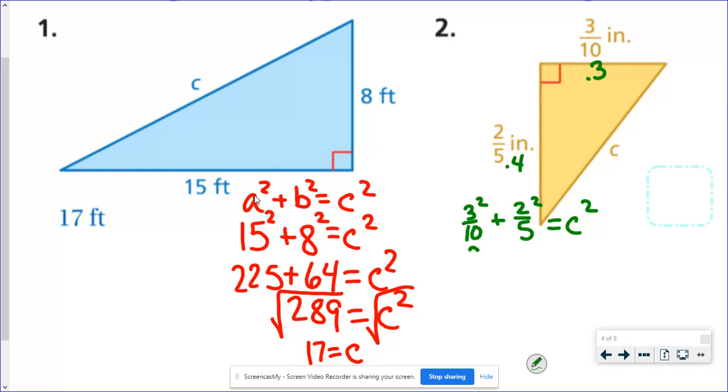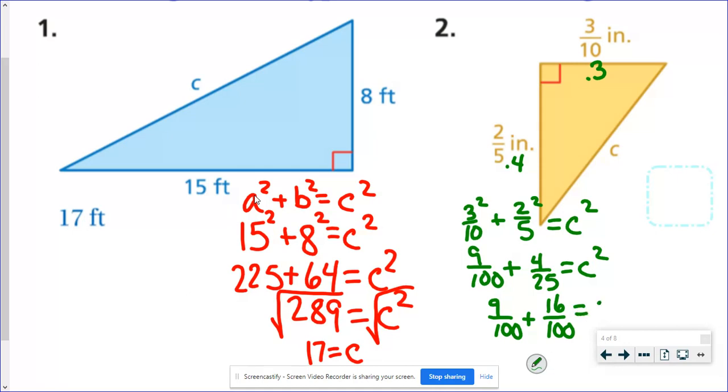This would be 9/100, and then this would be 4/25. Well, I could get a common denominator. Denominator is going to be 100. 25 times 4 would give me 100, so then 4 times 4 is going to be 16. And when I add those, I'm going to get 25/100, and I kind of ran out of space there, so I'm going to put it up here. 25/100 equals c squared. So square root of both sides.